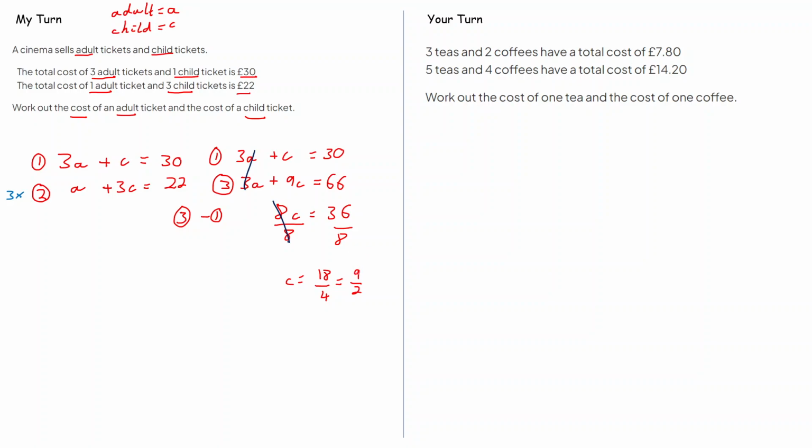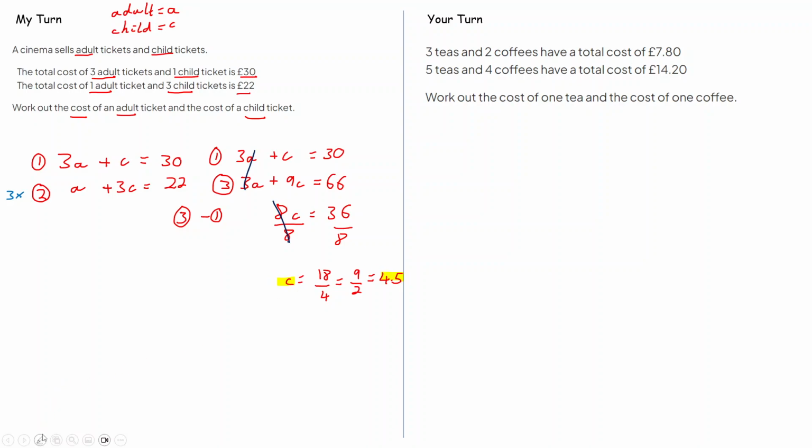What is 9 divided by 2? Half of 9 is equal to 4.5. So that is my first value. You could write it as 9 over 2, but probably in this context, in terms of money, keep it as 4.5. It's going to be £4.50, but for the time being, just write it as 4.5. So C is equal to 4.5, my first solution.